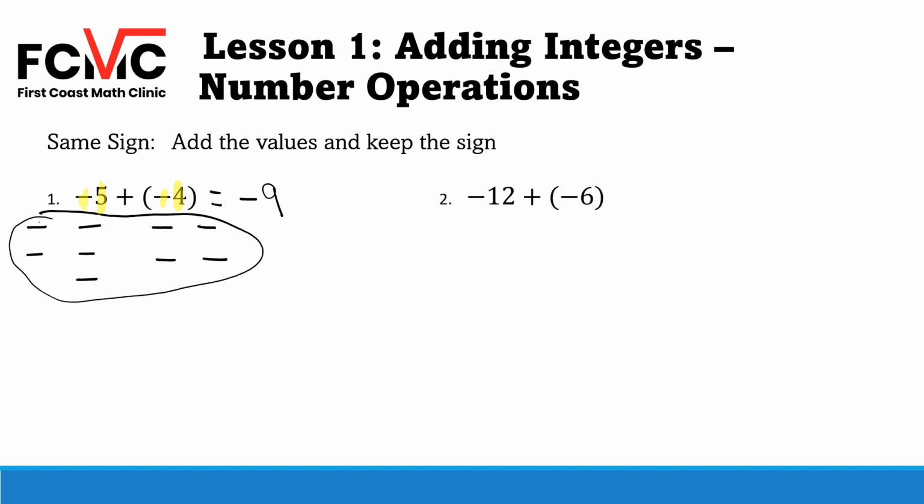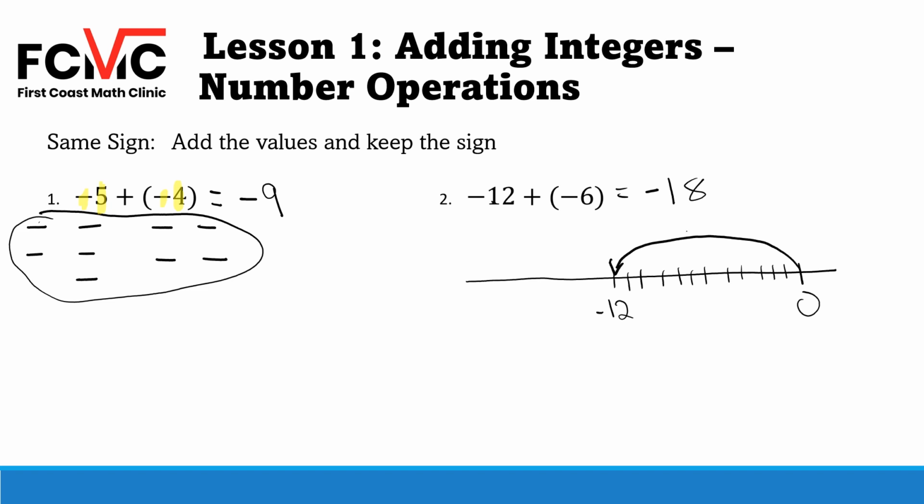Here we've got -12 plus -6. We know that if we add 12 and 6, we're going to get 18. If we add and keep the sign, we're going to get -18. If you want a visual representation of what's happening on a number line, well, we're starting at 0. We're going 12 units into the negative, 3, 4, 5, 6. So that's 12. So -12. That takes us -12 units.